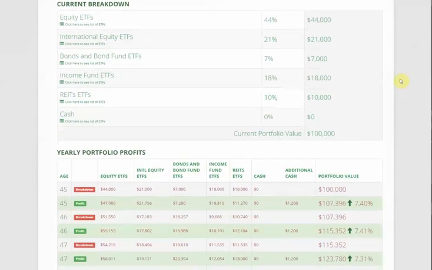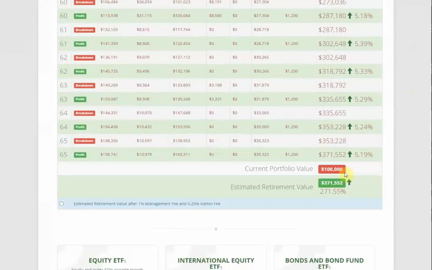There we go. And now it says at retirement, I should have about $371,000. Is that going to be enough? I don't know. But here's what I really want you to pay attention to. You can see if you need to add more money, or if that's not the case, you might say, I need to have a better rate of return, which is where covered calls would come in.